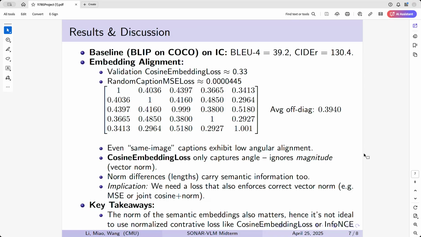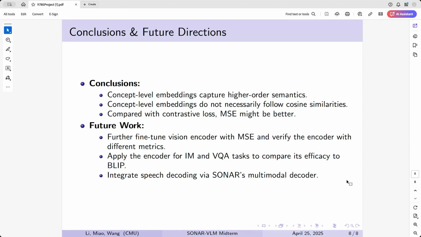Here are some baselines. For the baseline, we tried BLIP on COCO. We get BLEU-4 of 39.2 and CIDEr of 130.4. We tried two kinds of loss, the cosine embedding loss and the random caption mean squared error loss. The main takeaway is that the norm of the semantic embedding also matters, hence it's not ideal to use normalized contrastive loss like cosine embedding loss or InfoNCE.